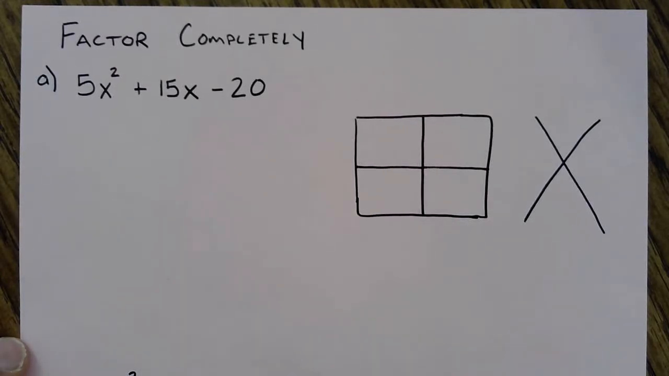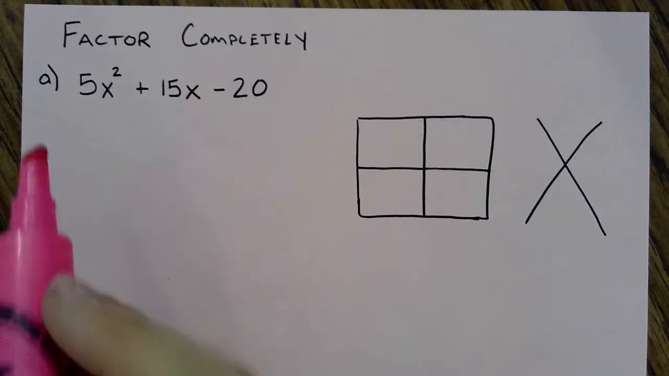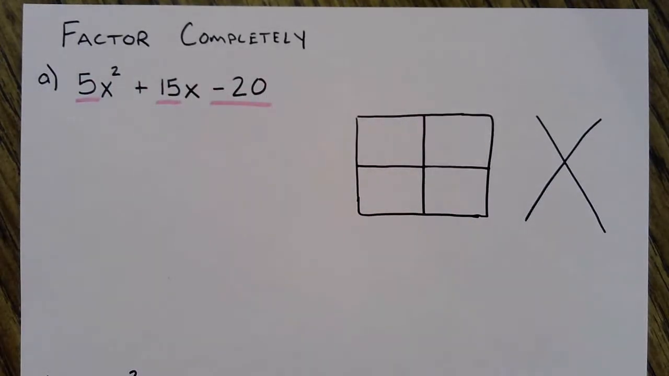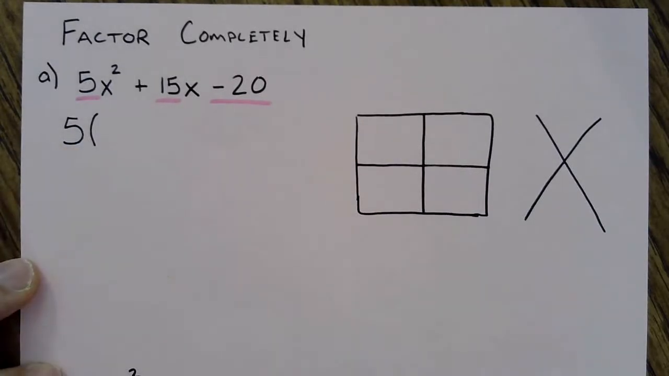So if we're looking at this first one, 5x squared plus 15x minus 20. If we look at our coefficients, a, b, and c, we want to find out if there is anything that we can divide all three terms by. Turns out we can factor out a 5. So we're going to factor out the 5, and we're going to rewrite the remaining quadratic that we would have.